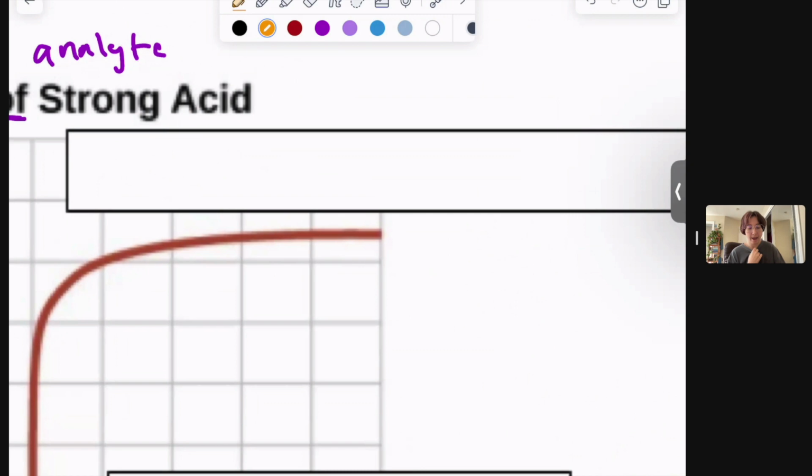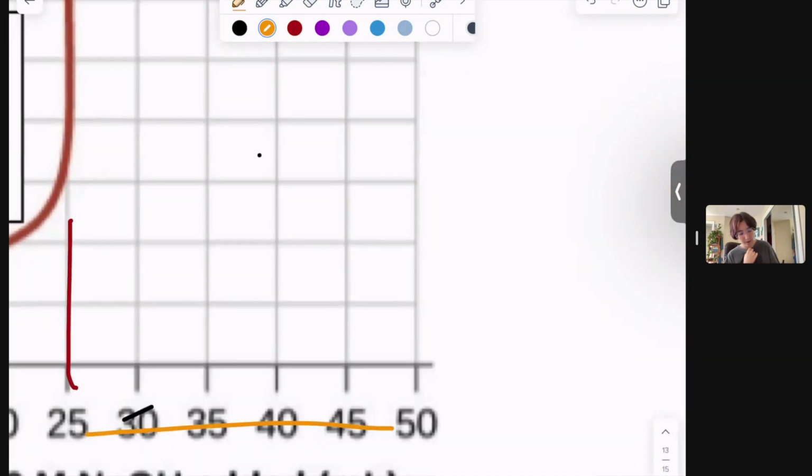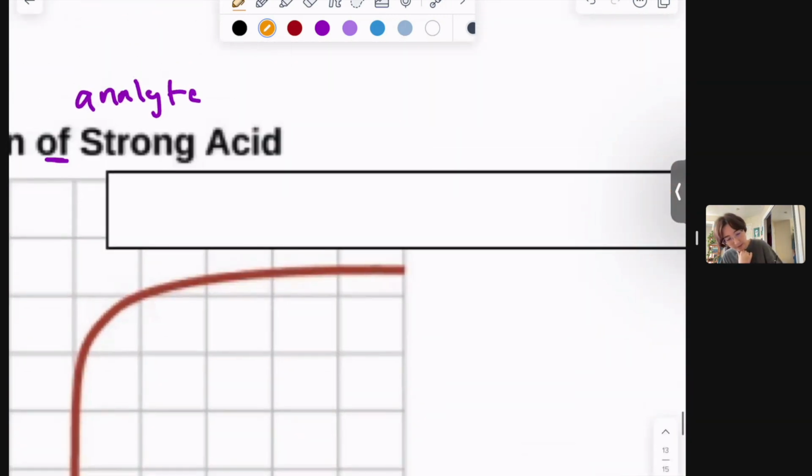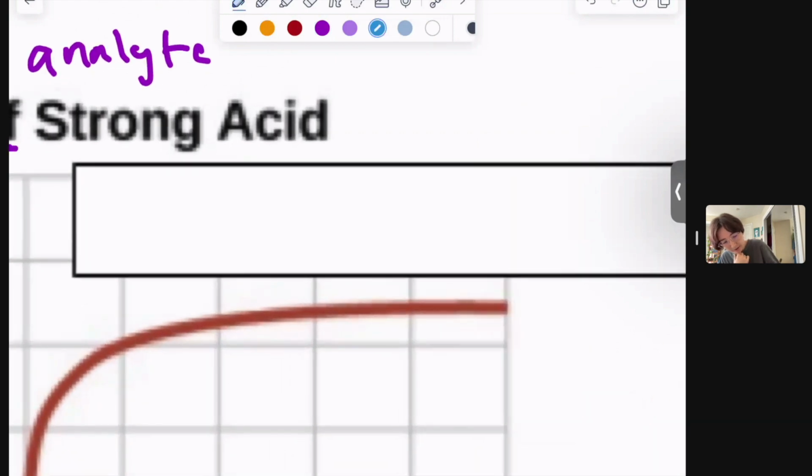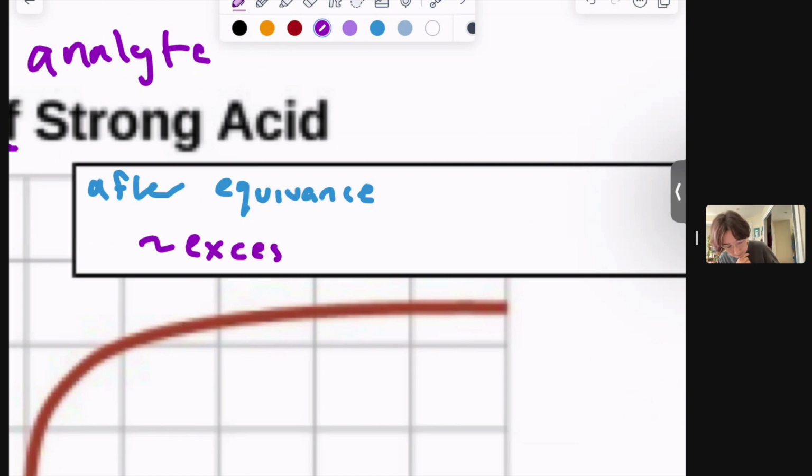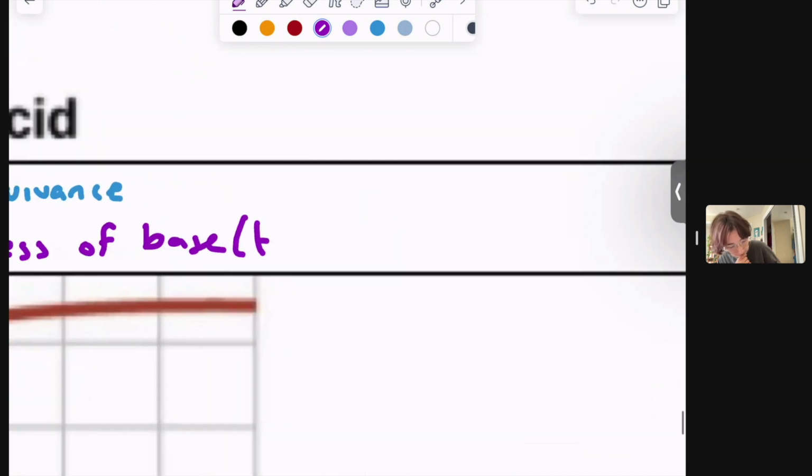Okay, and then if I kept adding more and more of my base, of my titrant, we would get another flat part. So this would be the end of titration. Or not, I don't want to confuse you with thinking it's the endpoint. This is, let's say, after equivalence. Now we're just dripping more and more base. There is an excess of base, or whatever your titrant is.